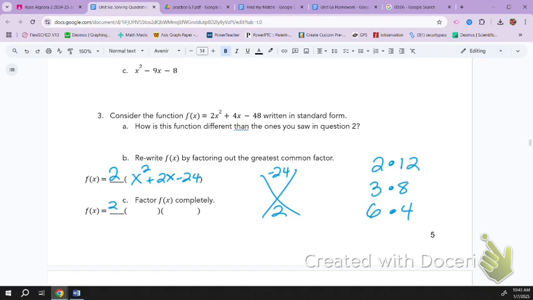6 and negative 4. Oh, it's 6 and then negative 4. So we've got x minus 4 and x plus 6. And I have this 2 out front. That's my greatest common factor. Now we've completely factored. Questions?